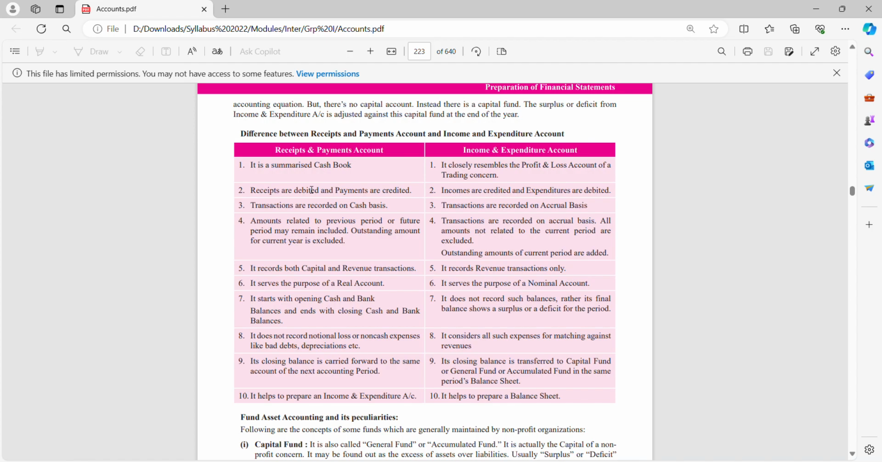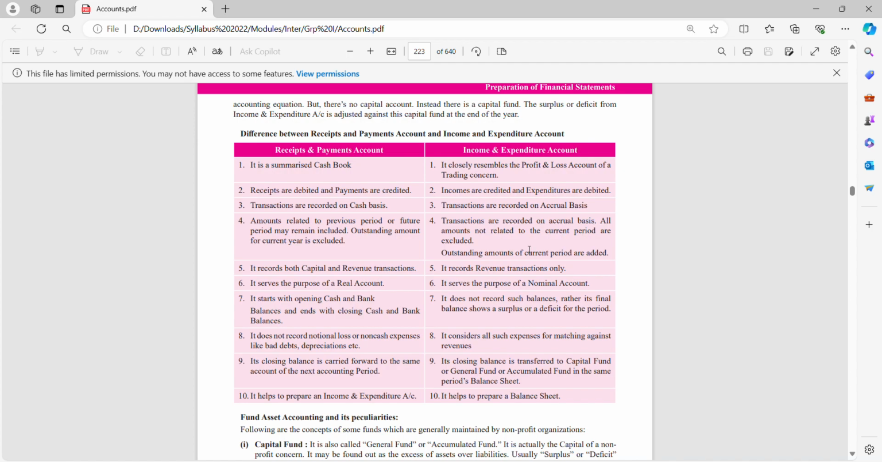Receipts are debited and payments are credited. Here, incomes are credited and expenditures are debited. Then, transactions are recorded on cash basis, whereas transactions are recorded on accrual basis. Amounts related to previous period and future period remain included. Receipts and payment account is an account where all transactions related to any period you take care of. But income and expenditure, you have to work for it.